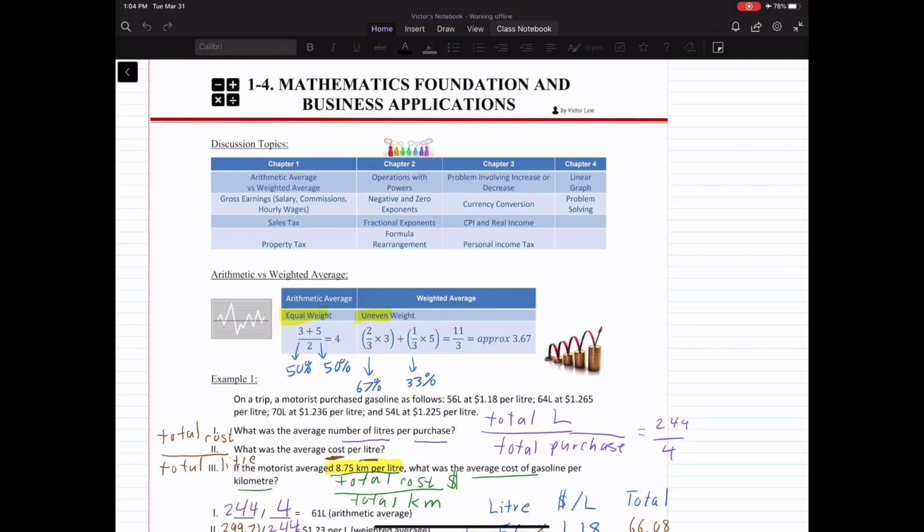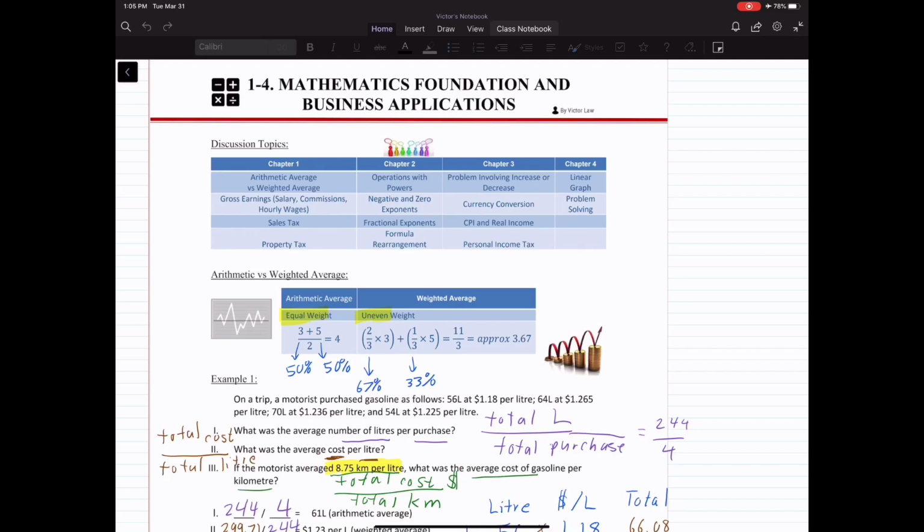So that's arithmetic average. Weighted average is when the numbers have uneven weighting. So in the example I give you, I assume that the weight of the 3 is 67%, is 2 over 3. And I assume that the weight of the 5 is 1 over 3, so 33%. And to calculate the weighted average, what we do is we take the weight and we times it by the number. So we take the 67% and we times it by 3, and then we add the 33%, we times it by the 5. That will give you 11 over 3, which is approximately 3.67.